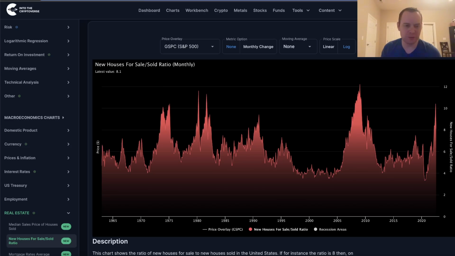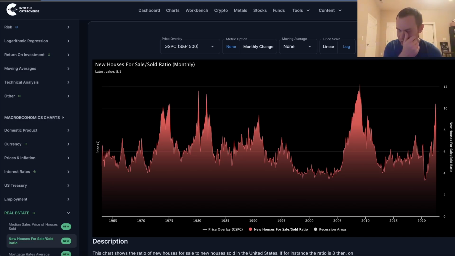So, we first should probably try to spend a little bit of time understanding exactly what this ratio is before just talking about what it means when it's going up and how it relates to the stock market in general. So, what we're going to do is first understand what it is, then overlay recessions, and then overlay the S&P 500.